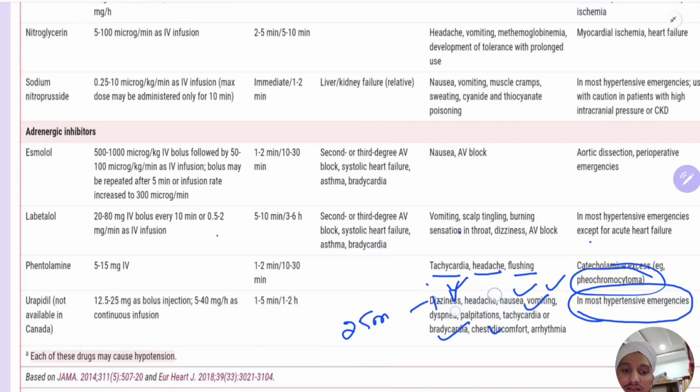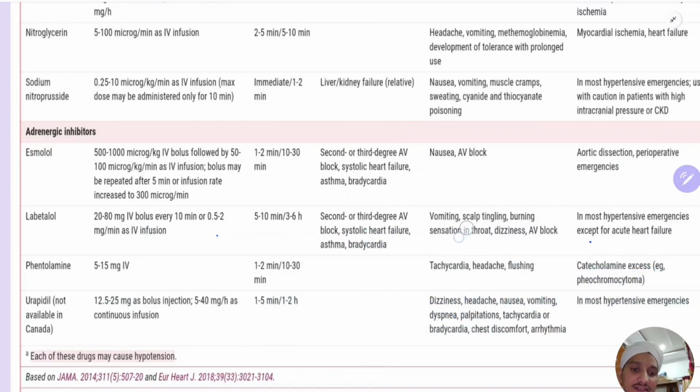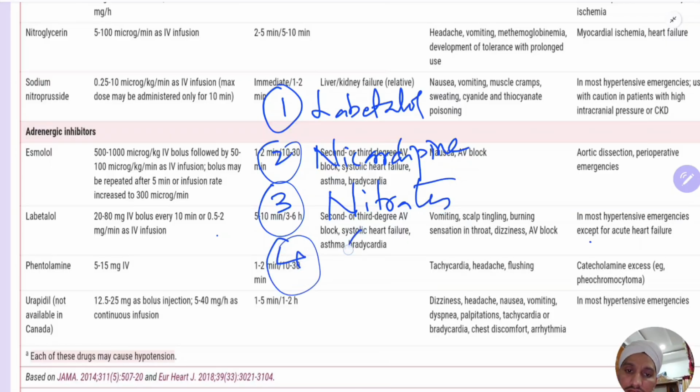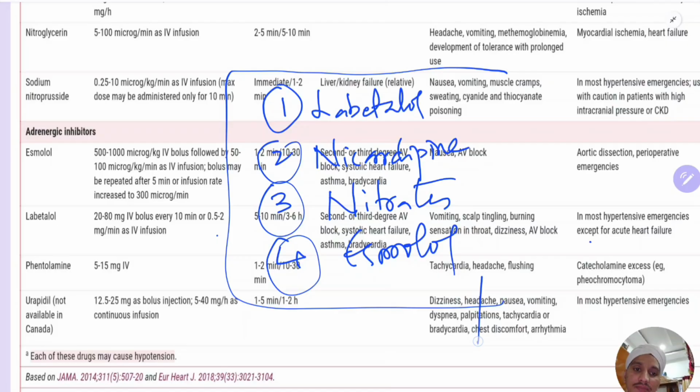Not to forget the first liners. Who are the first liners in emergencies? First, Labetalol. Second, Nicardipine. Third, nitrates in cardiac conditions. Fourth, Esmolol in aortic dissection. So these are the first liner drugs in hypertensive emergencies.